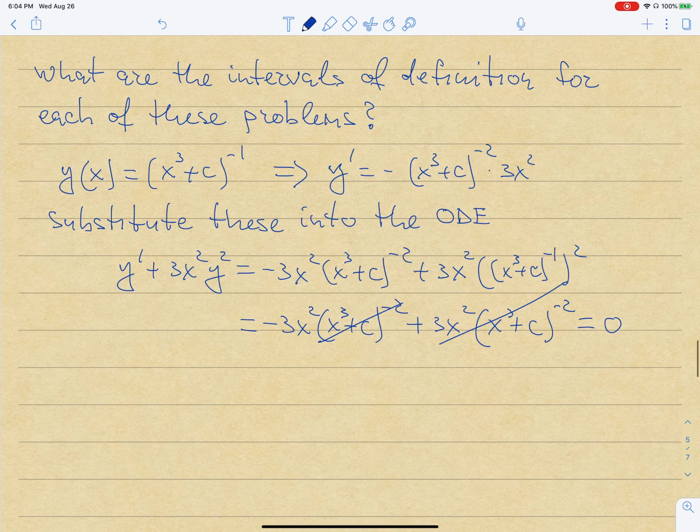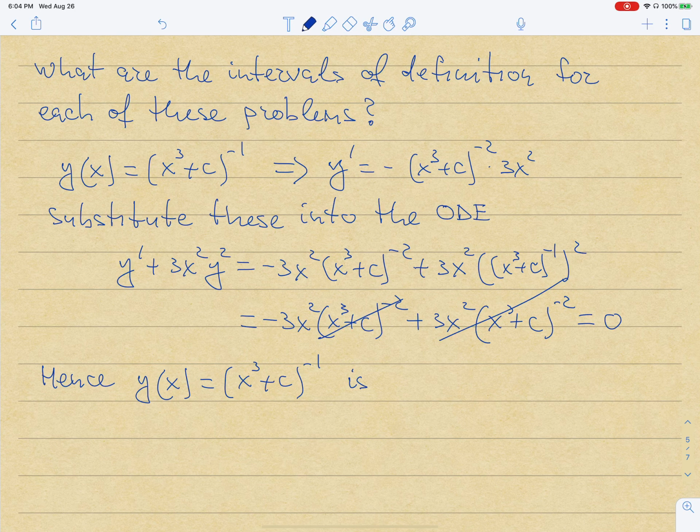So hence this is a one parameter family of solutions. All right, and so now let's try to use this to solve the initial value problem. I finish writing this.